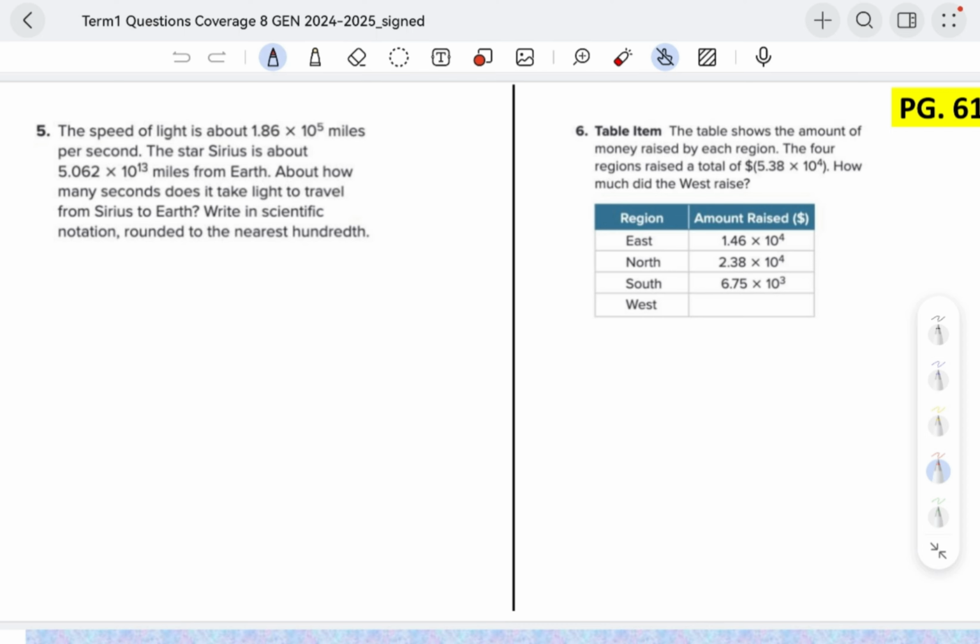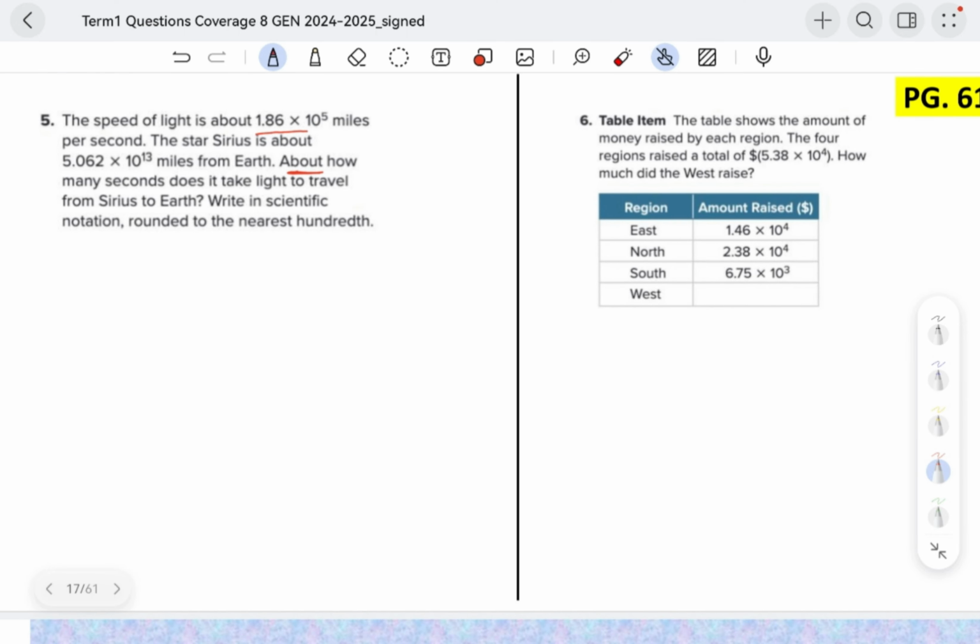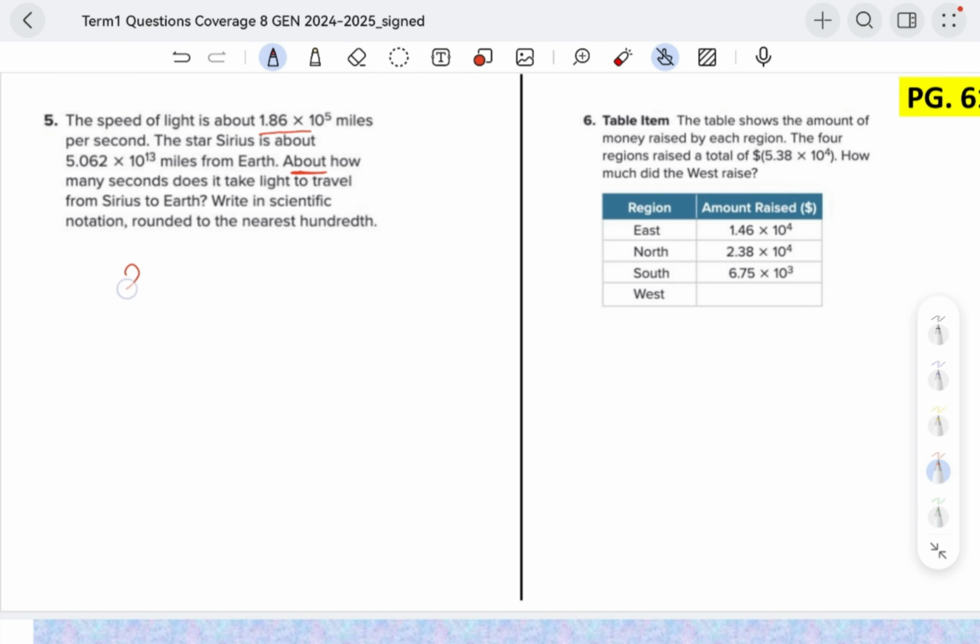Okay, so first you have to know that the question said about. About means that we don't want the exact value. You can round or estimate the numbers. So the speed of light, we're going to estimate it. I'm going to round 1.86 to 2 times 10 to the power of 5 miles per second. This is the speed of light, so this is approximate. And the distance from the star Sirius to the Earth, also I'm going to round it to 5 times 10 to the power of 13.